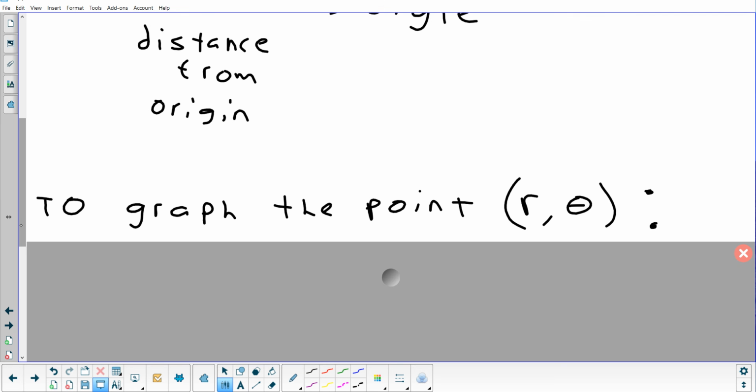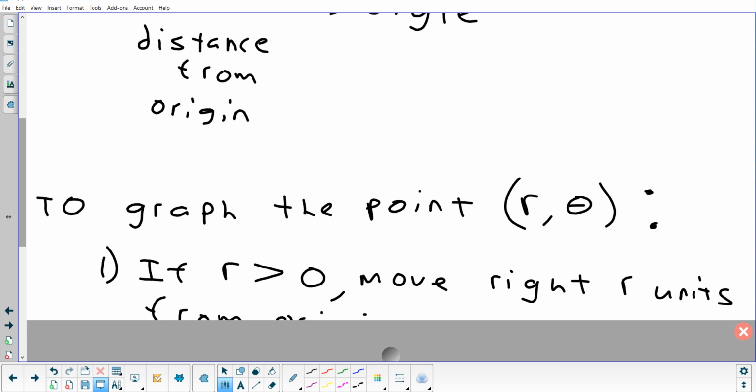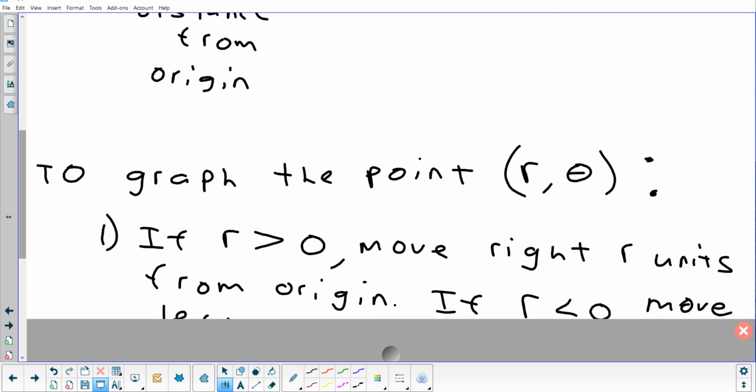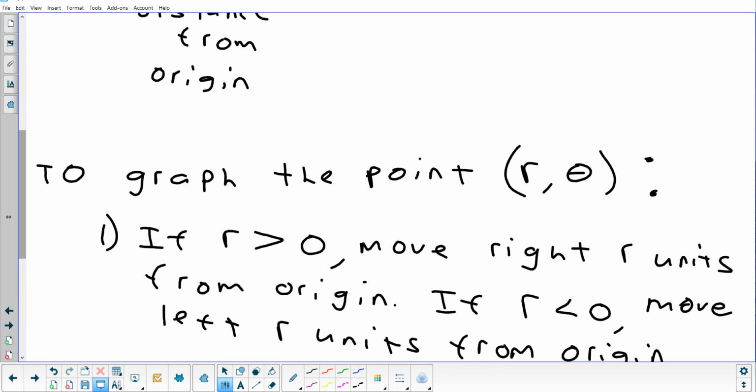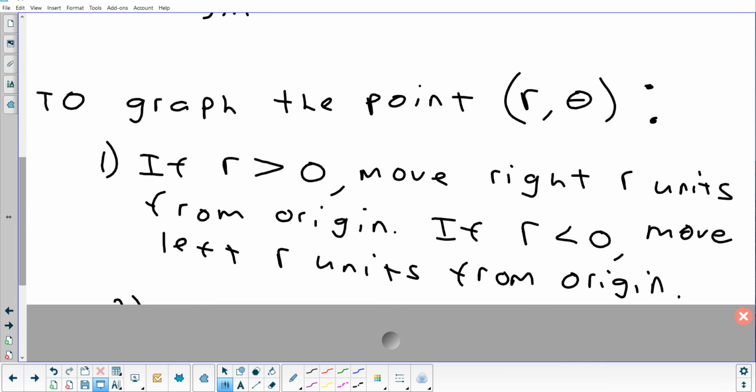R is kind of like X, right? If R is positive, you're going to start from the pole and move to the right, however many units R is. If R is negative, you're going to start at the pole and move left. So in that sense, it's very similar to what you would do for X.